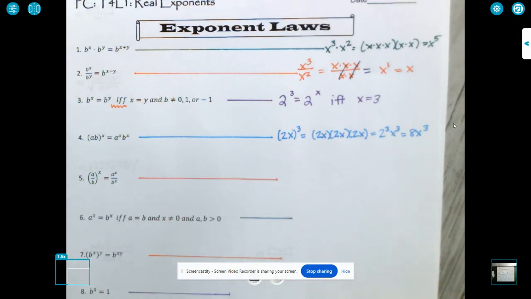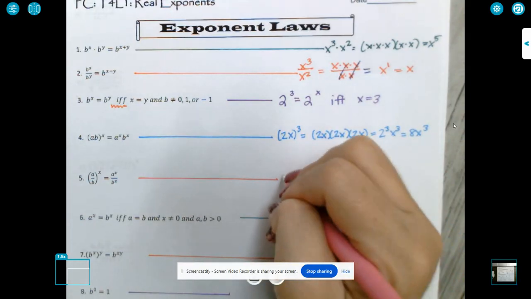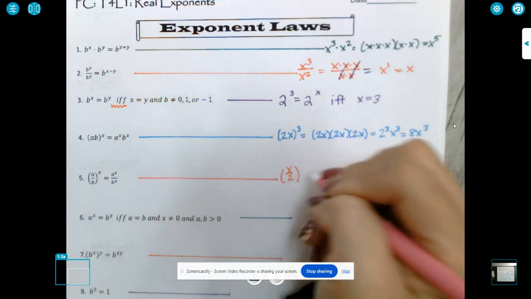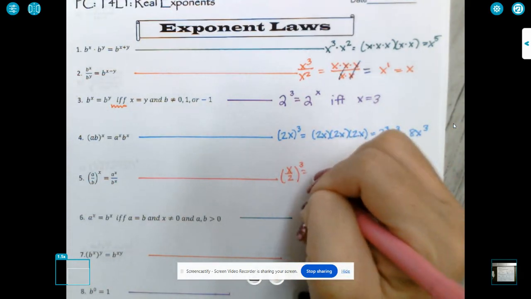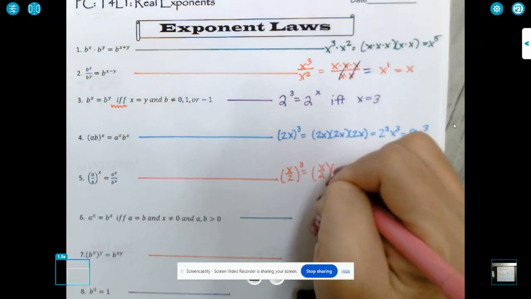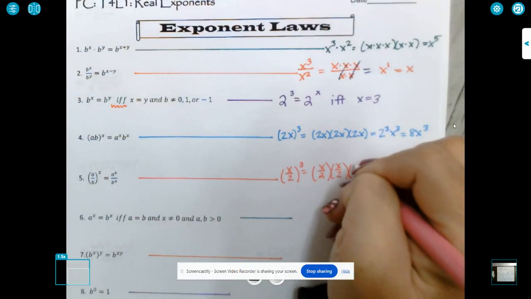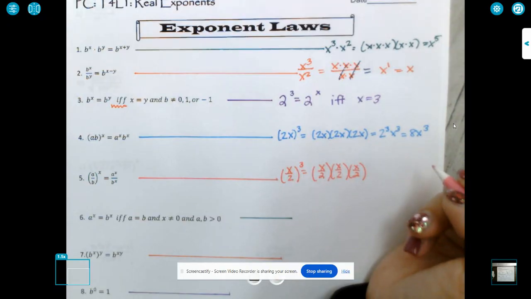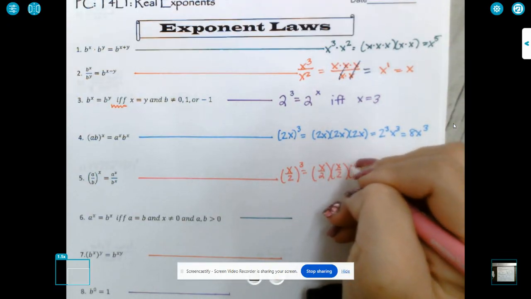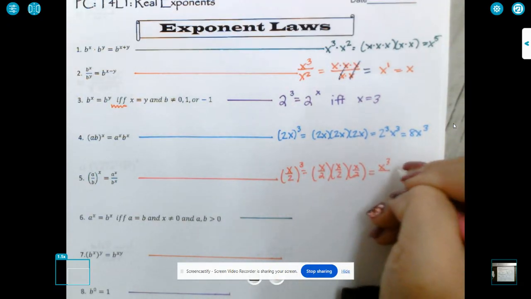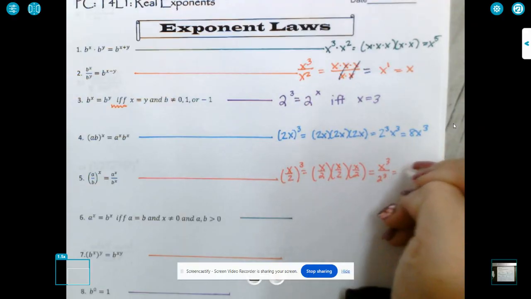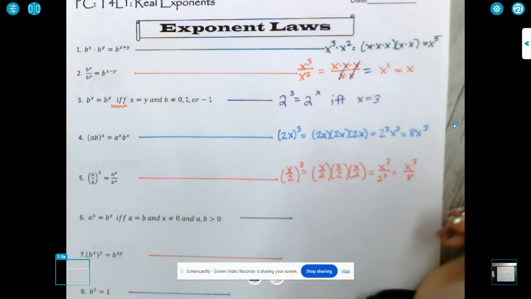All right, number 5. Very similar, just with division. So a over b to the x is a to the x over b to the x. So x over 2 cubed would be the same thing as x over 2, x over 2, x over 2, which on the top gives me x to the third, and 2 to the third, which again is x cubed over 8.